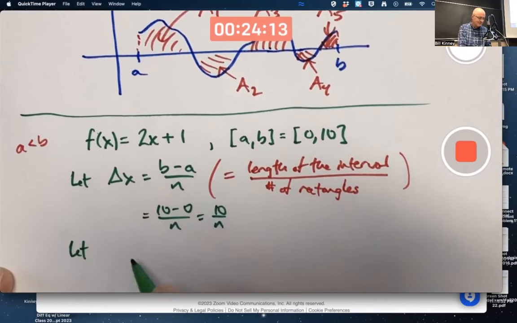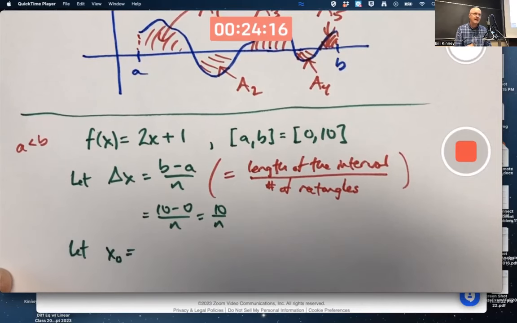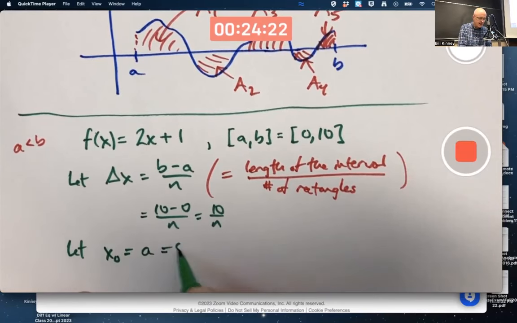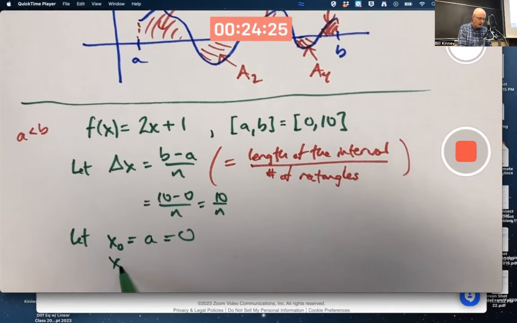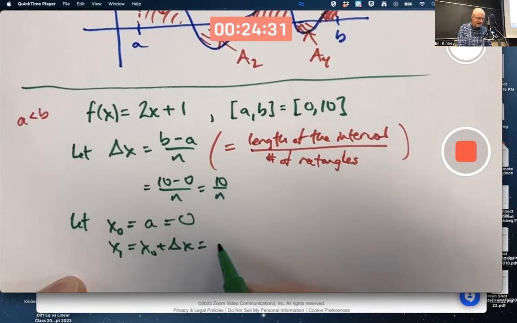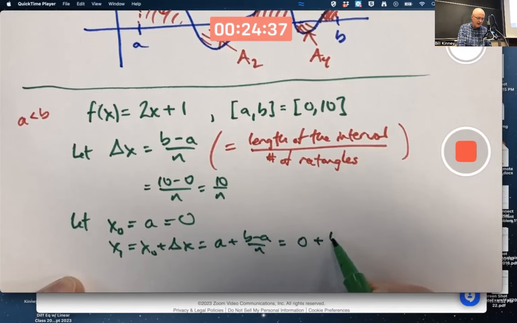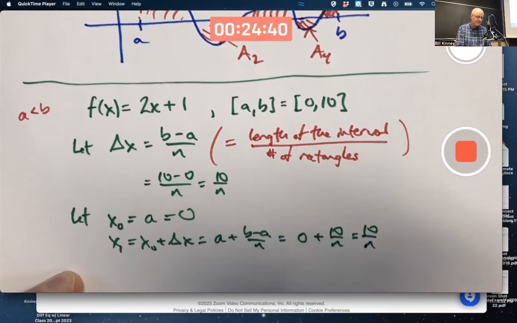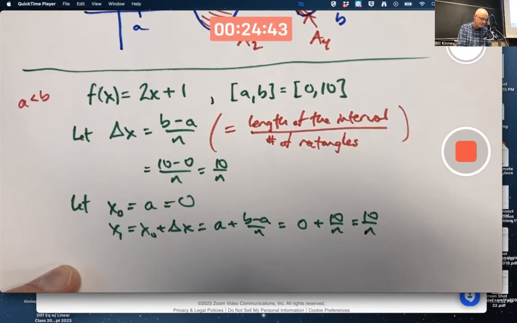Okay, let's do it piece by piece first, then we'll write down the general formula. I'm going to let x sub 0 be the left endpoint a, that's 0. Let x sub 1 be x sub 0 plus delta x. So in general, that's a plus b minus a over n, which for our example is 0 plus 10 over n, which is 10 over n. Again, not saying what n is. I'd like to keep n as a variable because that's what I'm going to let go to infinity in the end.